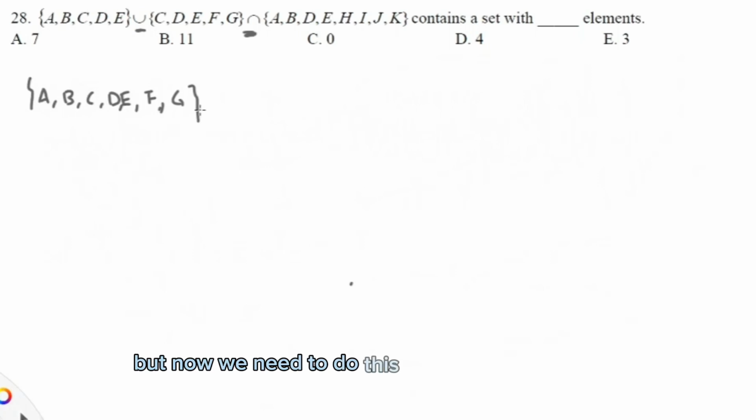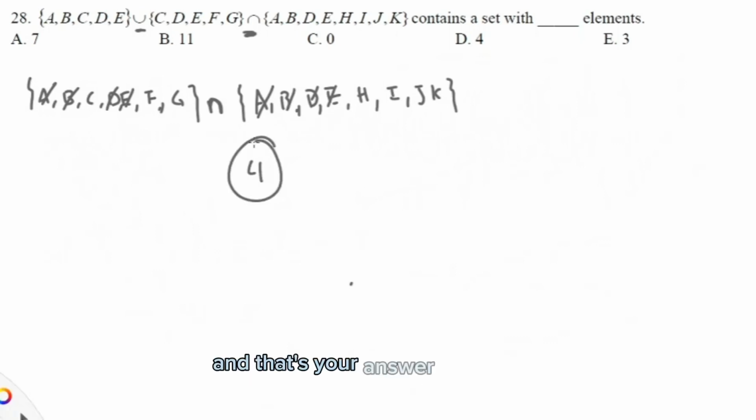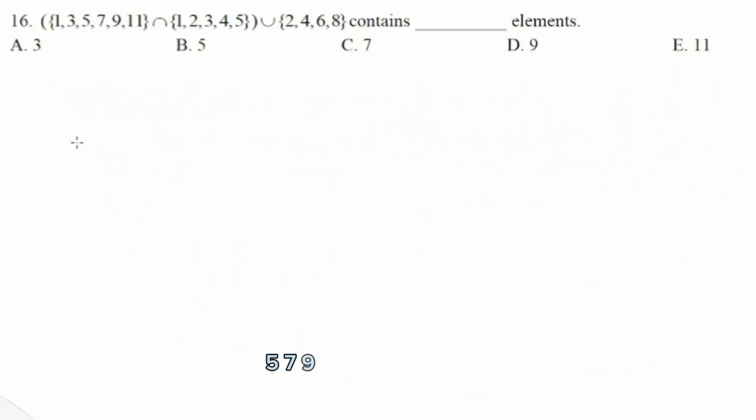But now we need to do this intersection with A, B, D, E, H, I, J, K. Alright, so in these two sets, the common terms are A, B, D, E, and that's it. There's no more common terms, meaning there are only 4 common elements between the two sets, and that's your answer.